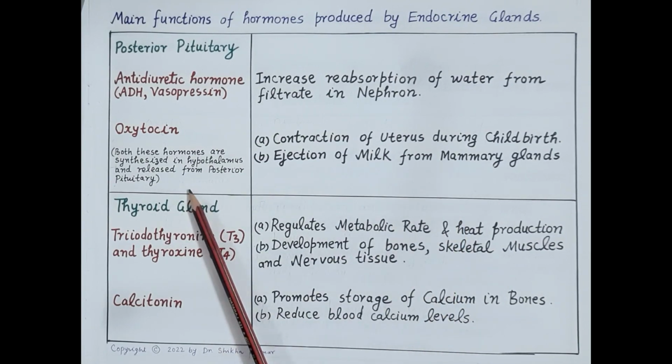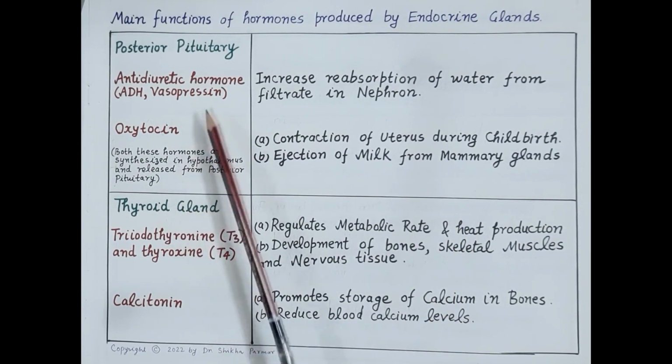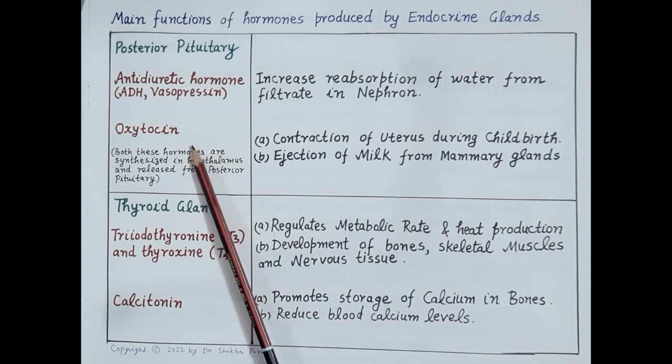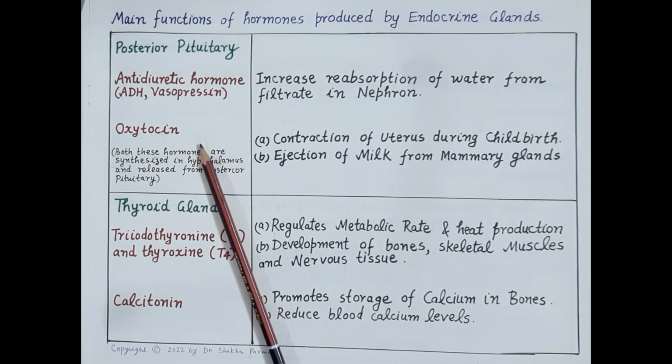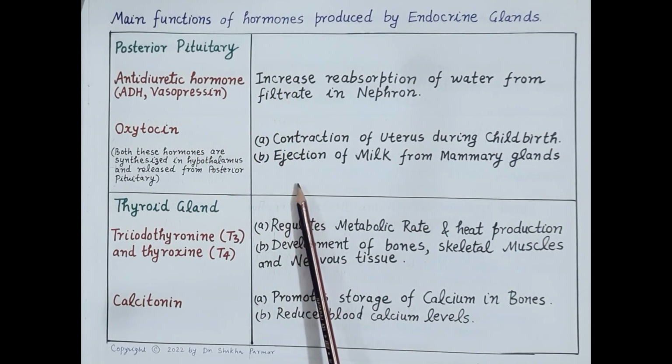Now, very important, as discussed earlier, antidiuretic hormone and oxytocin are actually synthesized in the hypothalamus, but they are stored in the posterior pituitary and they are released from the posterior pituitary in response to the stimulation of the posterior pituitary mediated by the hypothalamus. So, these are the hormones which are produced by the posterior pituitary.